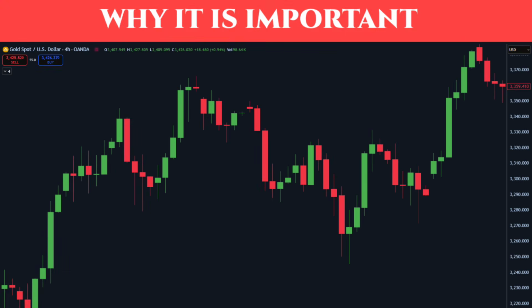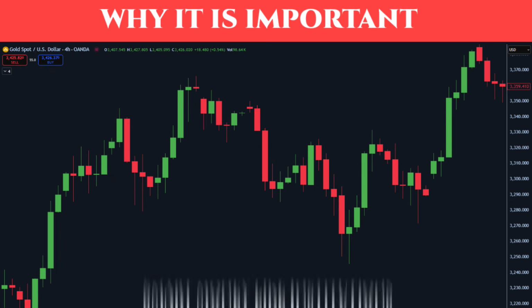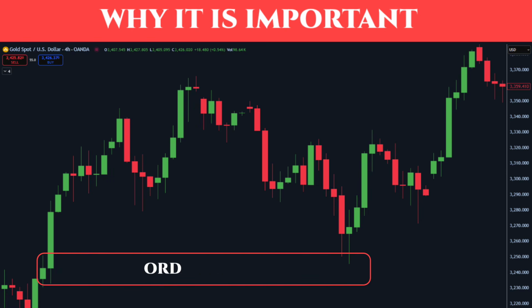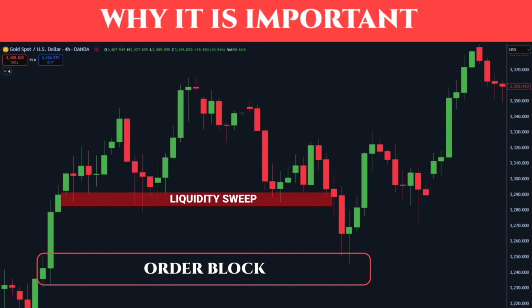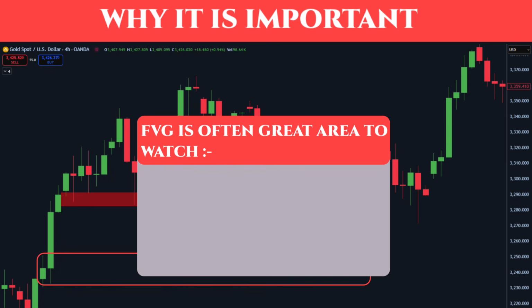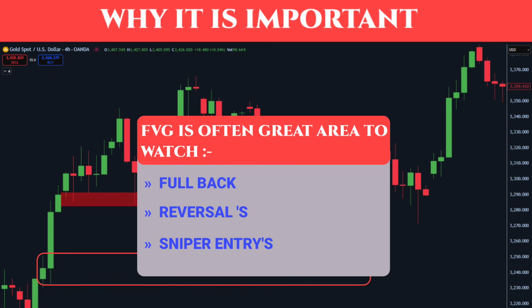Why is it important? Fair value gaps matter because smart money, like institutions and banks, often return to these gaps. Why? Because they likely have unfilled orders in those zones, or they want to rebalance price to fill the gap before continuing the trend. That's why FVGs are often great areas to watch for pullbacks, reversals, or even sniper entries.